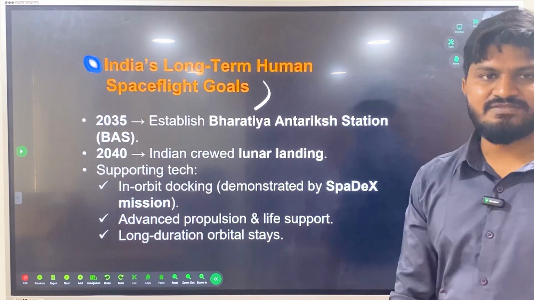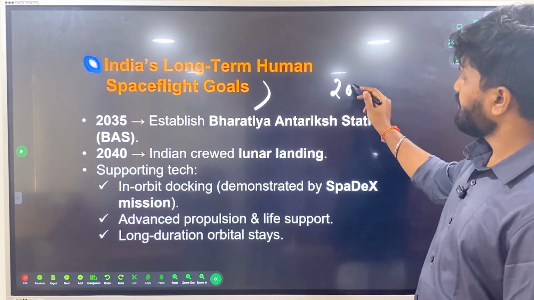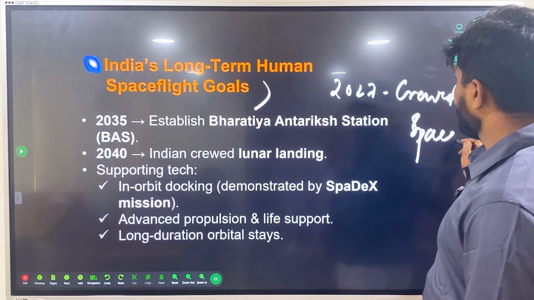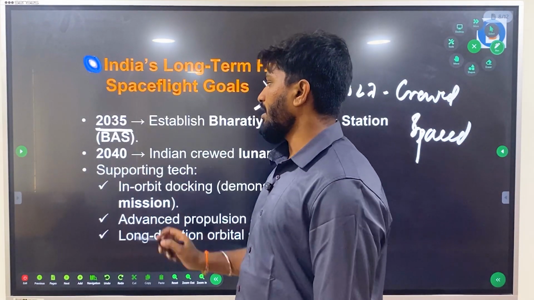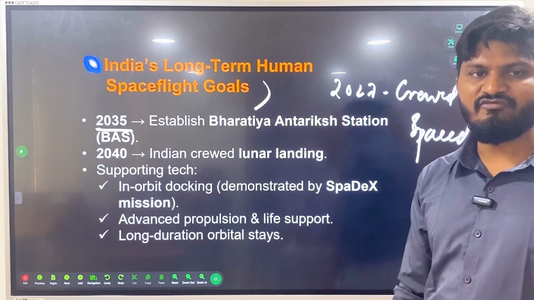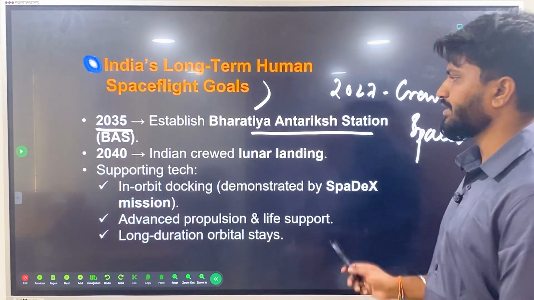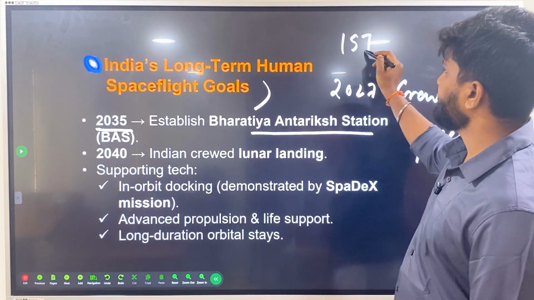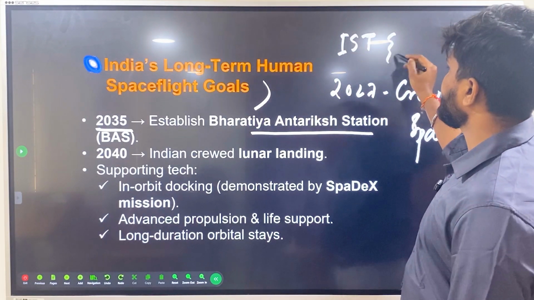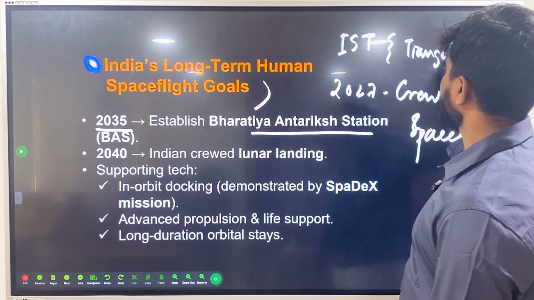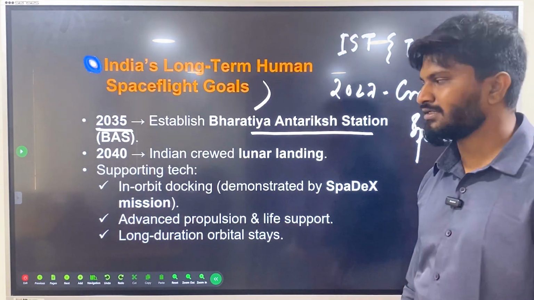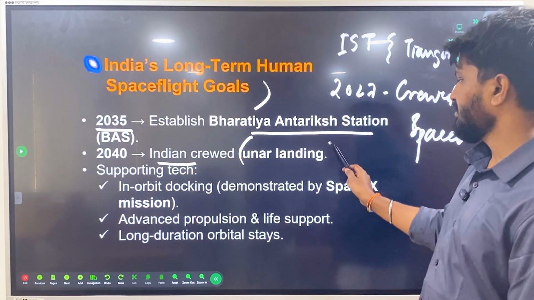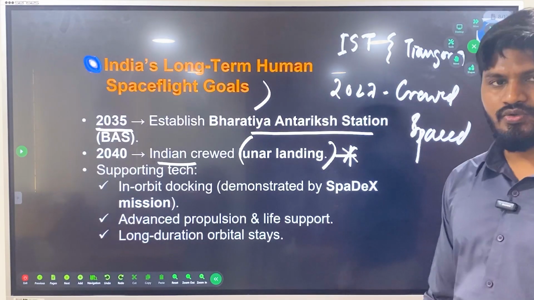So the long-term human spaceflight goal is a crewed space mission by 2027, Gaganyaan, and after this is an ambitious space station of our own, that is Bharatiya Antariksh Station, India's very own space station. Currently there is the International Space Station, and there is also one more, Tiangong, which is the Chinese space station. They have their own space station. Next, by 2040, an Indian crewed lunar landing, which is again ambitious. They want to send people to the Moon.